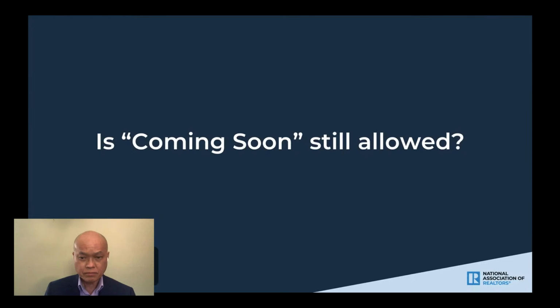Here are some other things to keep in mind regarding the policy. Is coming soon still allowed? Brokers can still advertise a property as coming soon. MLSs can define specific statuses and showing requirements for coming soon and delayed showings for properties that truly are not yet ready to be shown.